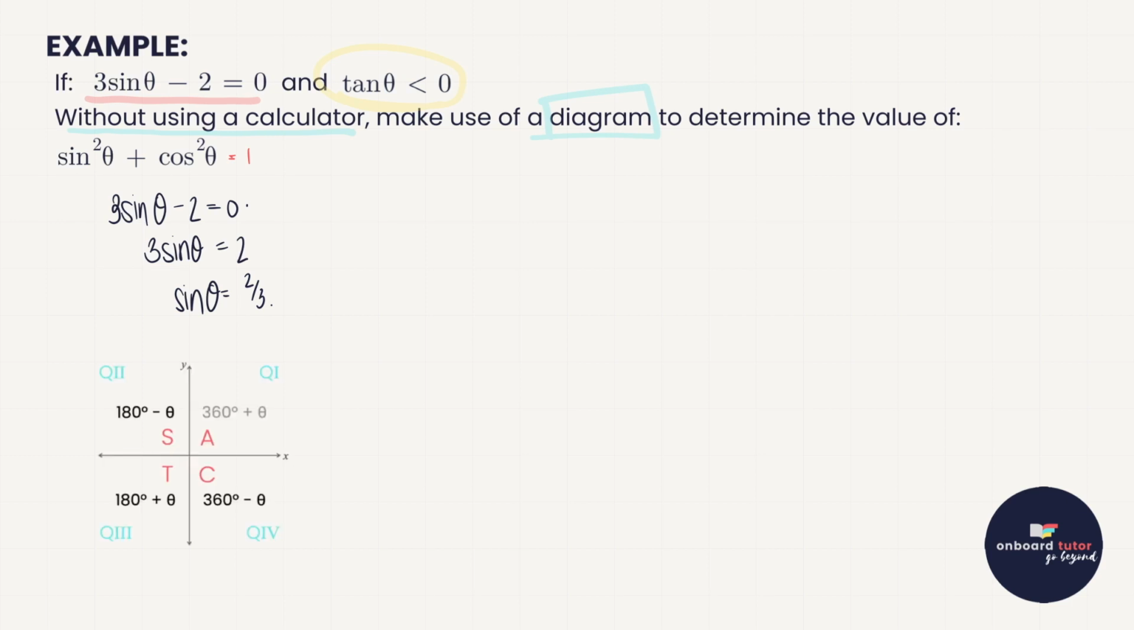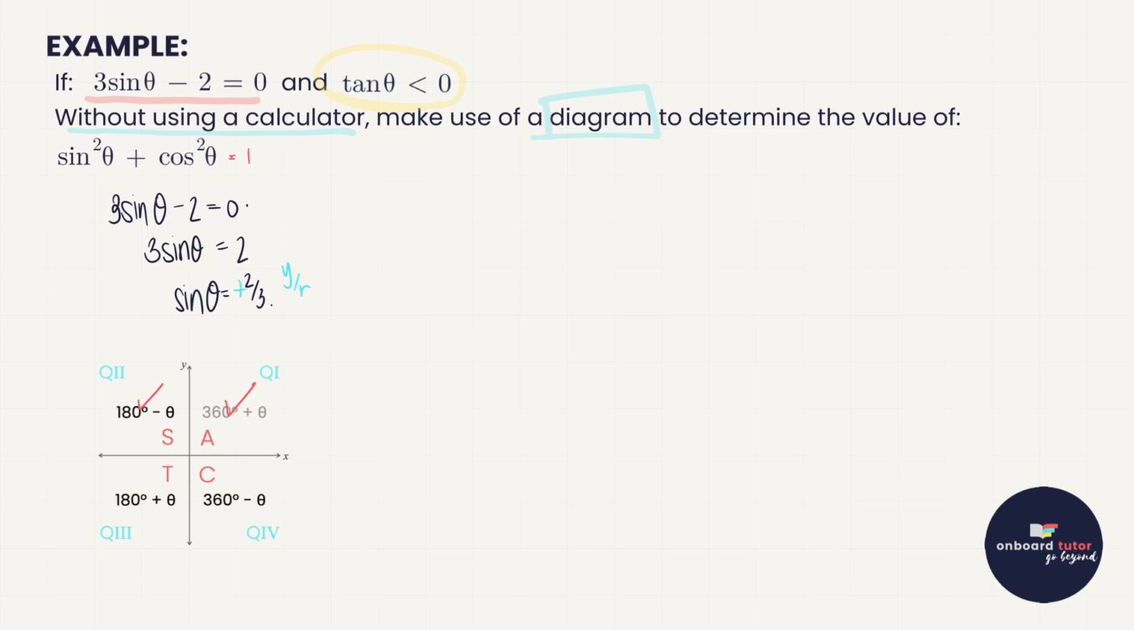So what I need then is I need my CAST rule, and I need to remember that sine on the Cartesian plane is y over r. Okay, in this case, we're dealing with a positive 2 over 3. So where is sine positive? It's positive in 2 quadrants. Here in quadrant 1, and again in quadrant 2.